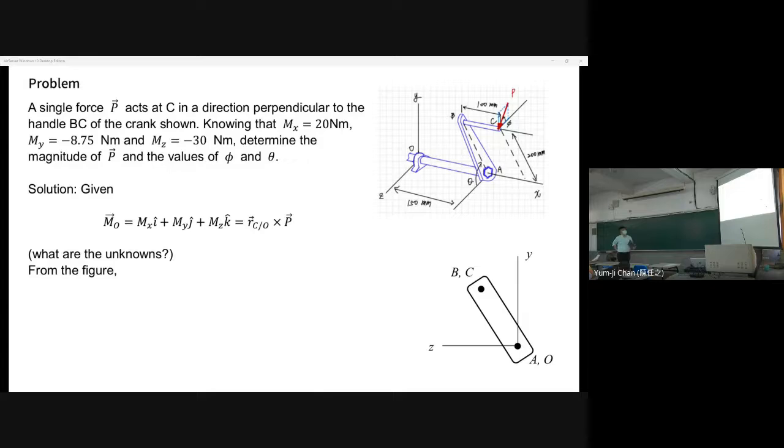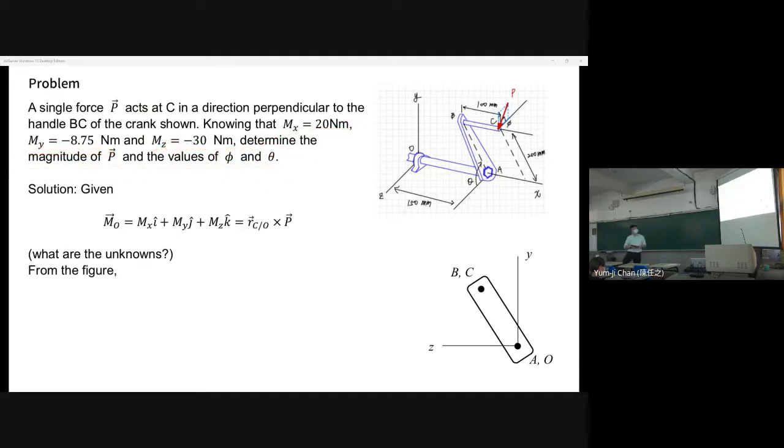A single force P acts at C in a direction perpendicular to handle BC of the crankshaft. Crank is this one. And knowing that Mx is equal to 20 Newton meter, My is equal to this one, Mz is equal to this one, determine the magnitude of P and values of phi and theta.